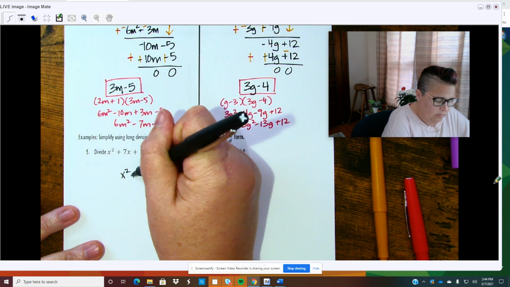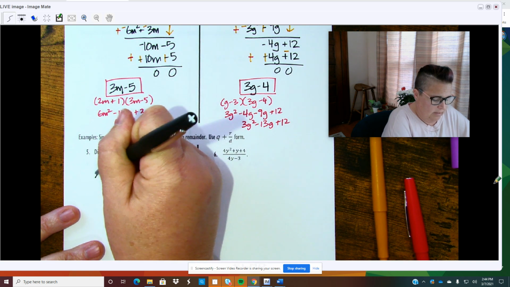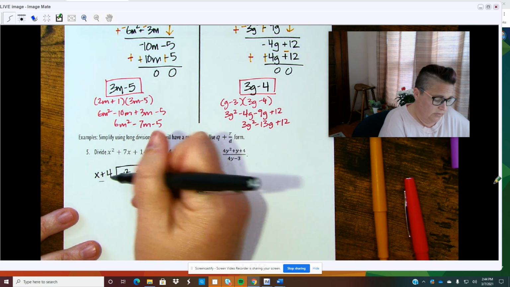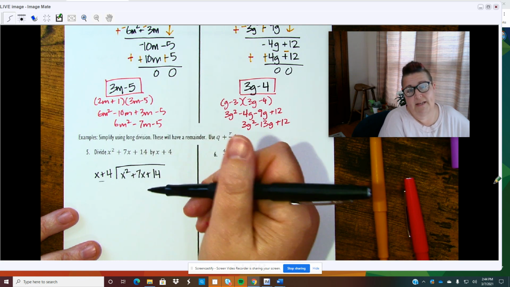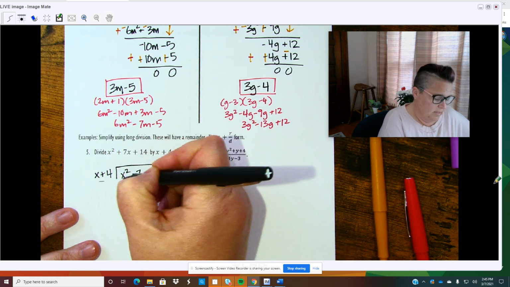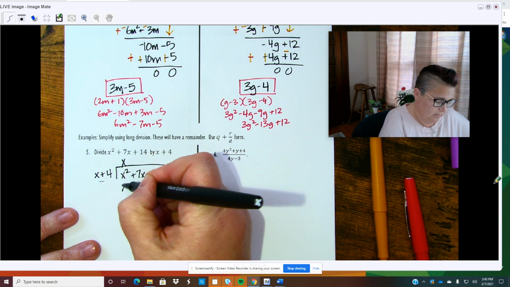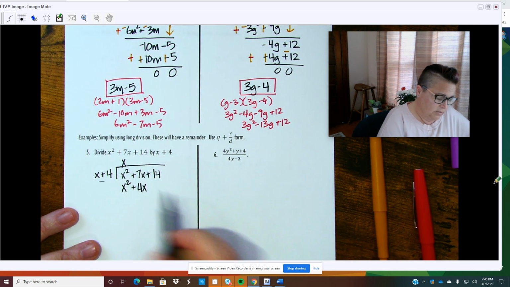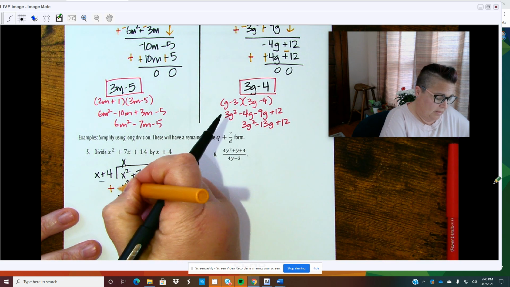If we have x squared plus 7x plus 14, and we're going to divide that by x plus 4. Okay, this is the divisor. And then this is the dividend. So that goes underneath the division symbol, the big old division box. X times what gives you x squared? That's an x. Now I'm going to multiply back. X times x is x squared. X times 4 is 4x. It's positive. I need to subtract those, which is the same as adding the opposites.